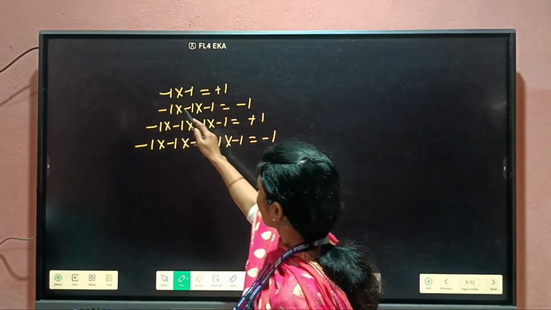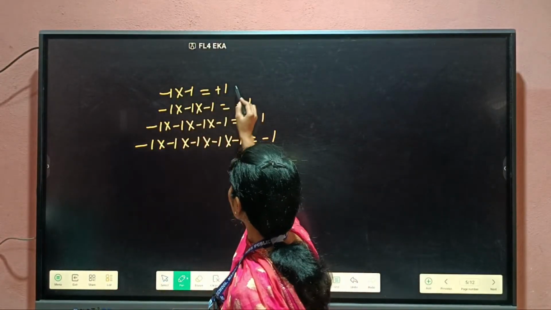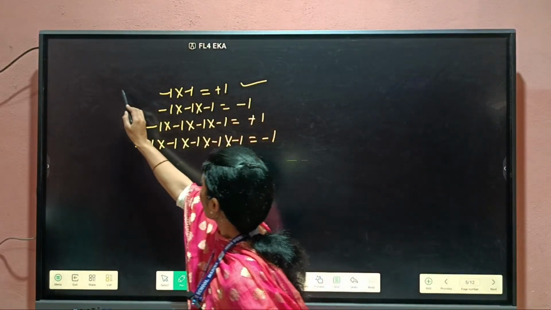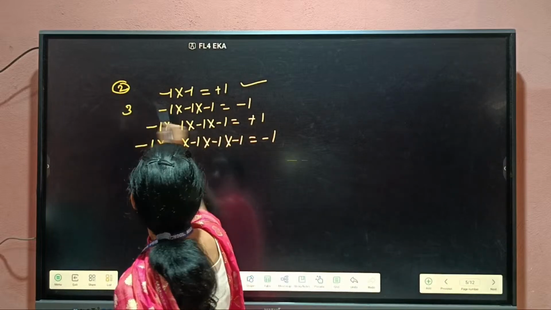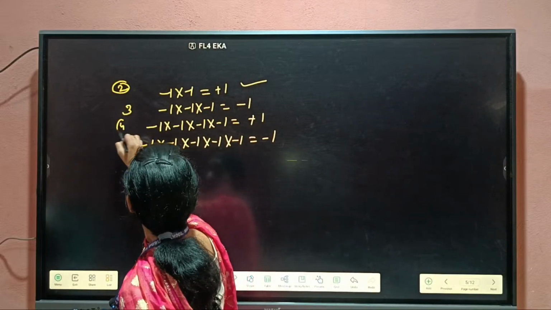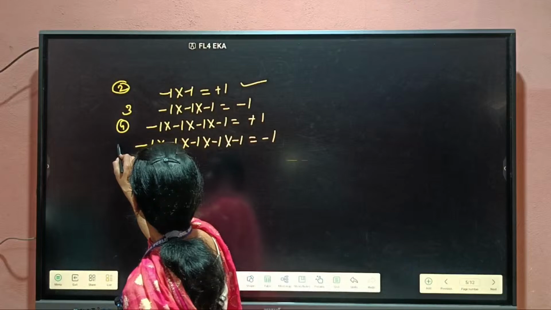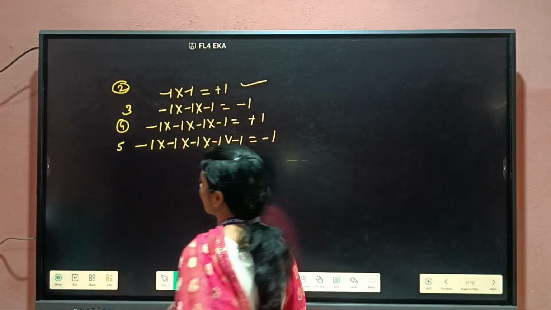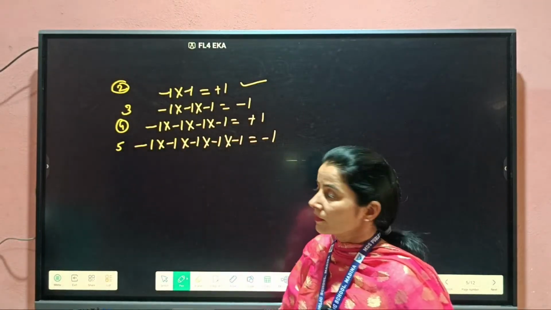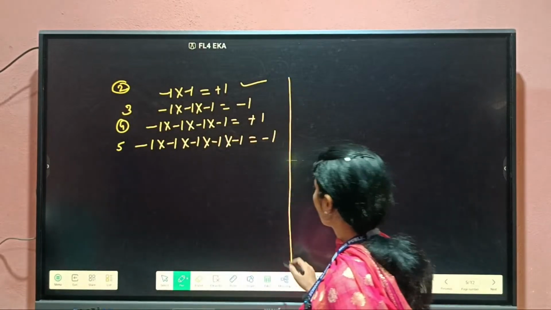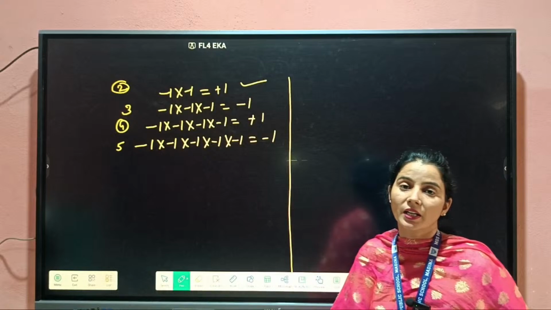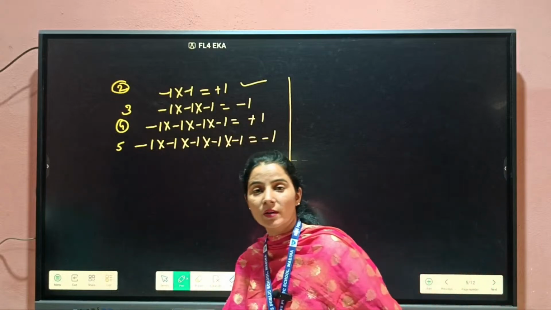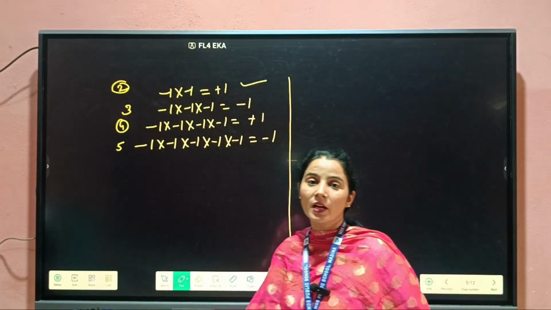If this minus is multiplied 2 times, then plus 1. 3 times, then minus 1, 4 times, then plus 1, 5 times, then minus 1. It means if minus is multiplied even number of times, then it will give answer positive, and if minus is multiplied odd number of times, then it will give answer negative.